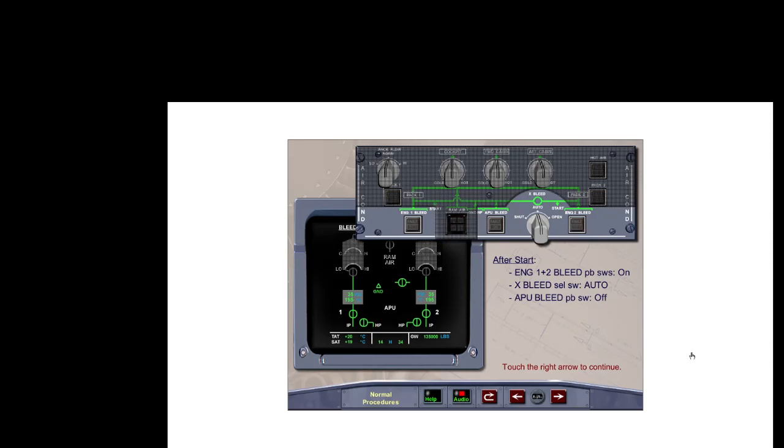With both engines running, the engine bleed push-button switches on, the cross-bleed selector switch in auto, and the APU shut down, the pneumatic system will be in the normal engine supply configuration.